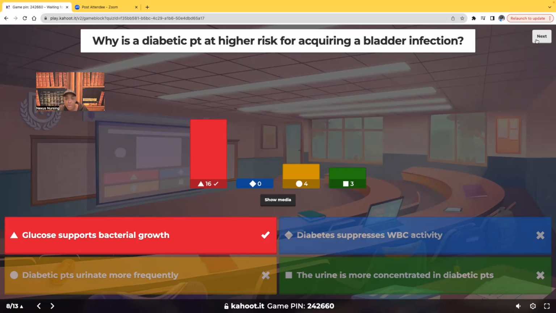And last, three people chose the urine's more concentrated in diabetic patients, and that's just not true. So the correct answer is glucose supports bacterial growth.